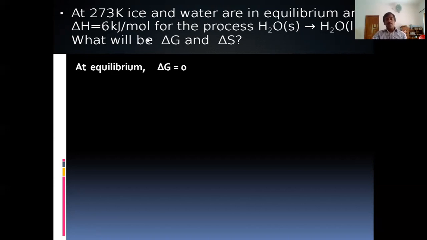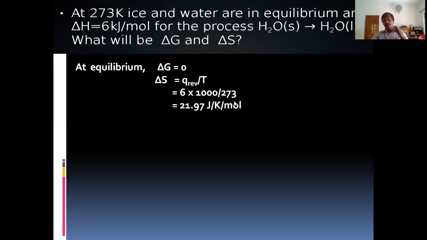And now we have to calculate delta S. What is the equation to calculate delta S? Q reversible by T, or delta H by T. That is the equation to calculate delta S. Delta H is 6 kilojoule per mole. When we convert it into joule per mole, 6 into 1000 joule per mole divided by T. What is the temperature? 273. So 6 into 1000 divided by 273 is equal to 21.97 joule per Kelvin per mole.